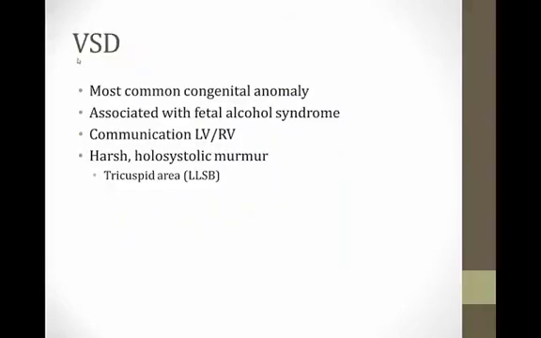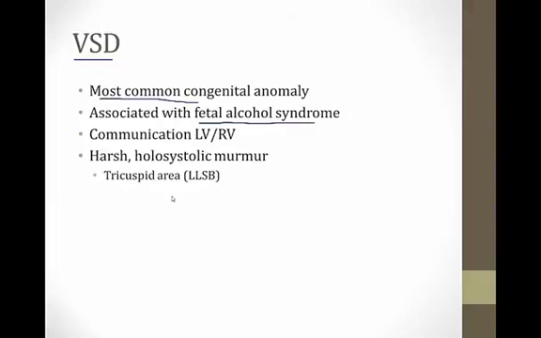So the first condition we'll talk about is a ventricular septal defect, and it's high yield to know that this is the most common congenital anomaly. It's also high yield to know it's associated with fetal alcohol syndrome. This is a communication between the LV and the RV, and it causes a harsh holosystolic murmur that's heard best in the left lower sternal border.